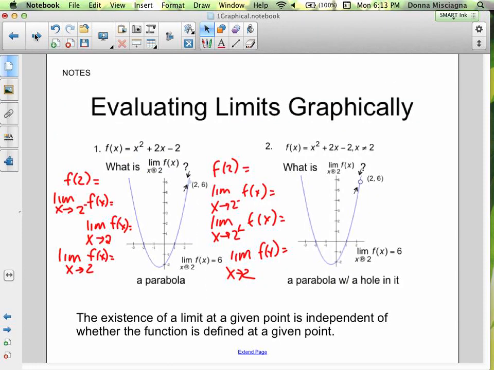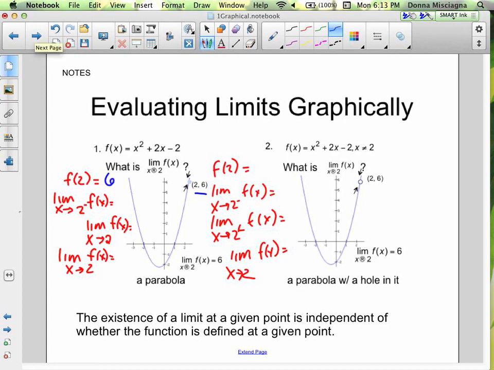Here we have some more graphs, and these are in your notes. We're going to look at number 1 and number 2. Number 1 is f of x equals x squared plus 2x minus 2. First of all, we're going to find f of 2. That's just the value of the function when x is 2. And we can see right there, (2, 6) is a point on our parabola. So f of 2 is equal to 6.